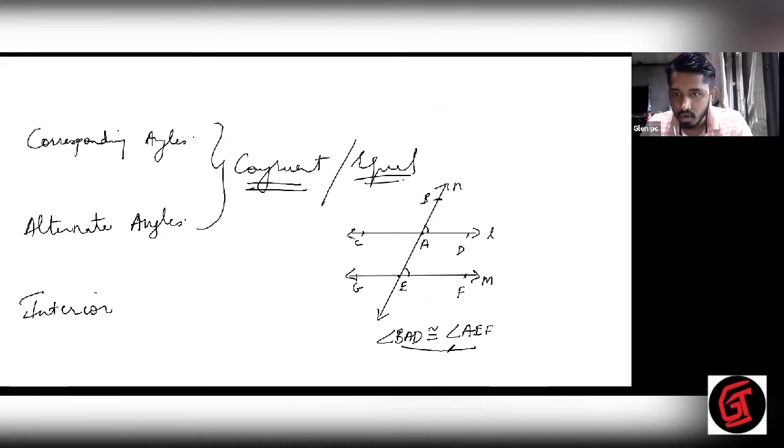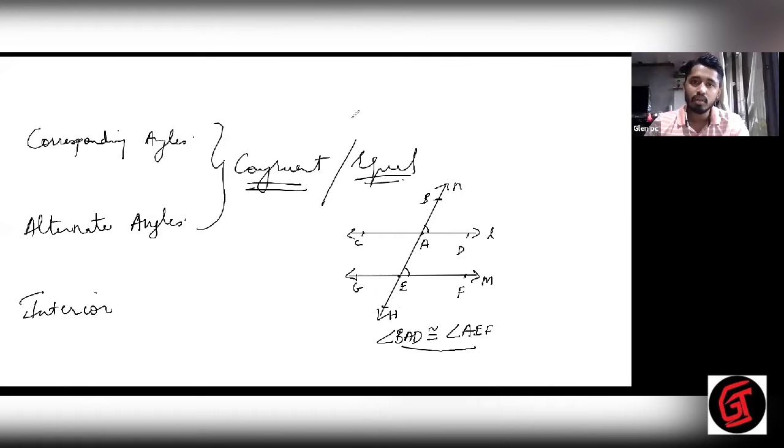I've just written here, they are congruent. All the other pairs also, which are the other pairs here? There is BAC, AEG, then there is DAE, and there is FE. Suppose I name this as H, there is FEH. All these are also congruent, that is corresponding angles.